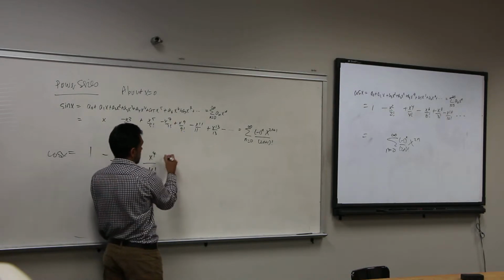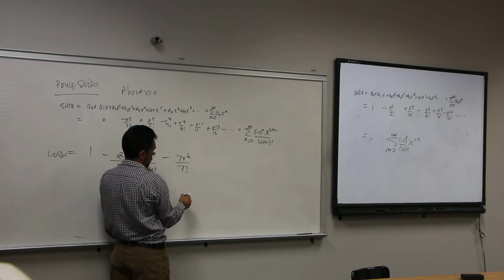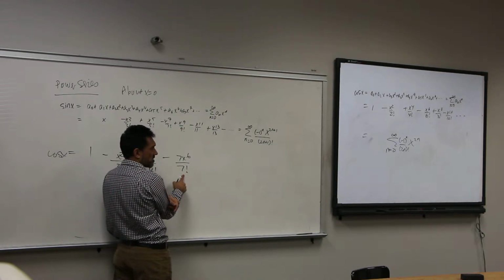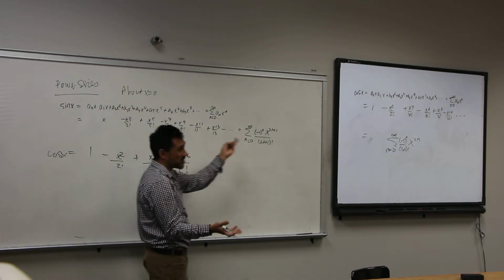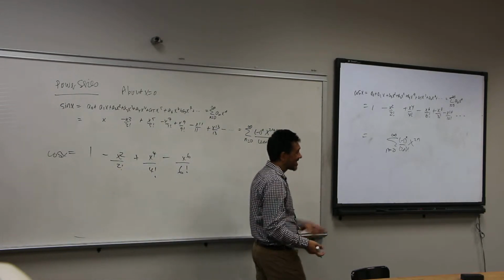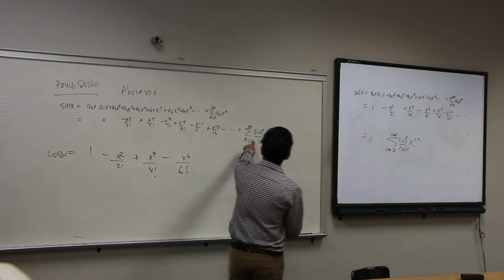Let's differentiate this: minus 7x to the 6 over 7 factorial. What's 7 over 7 factorial? 1 over 6 factorial. That's another easy one. Or you can just come in and differentiate here.